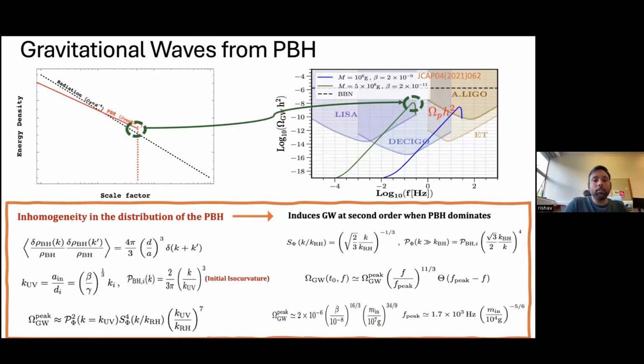So the next thing I wanted to talk about is the gravitational wave from PBH, not from PBH evaporation, but the scalar induced gravitational wave. So actually, as I said, PBH can produce gravitational wave by different mechanisms. It can evaporate, produce gravitons, and that can generate gravitational wave. It can merge because of the PBH mergers.